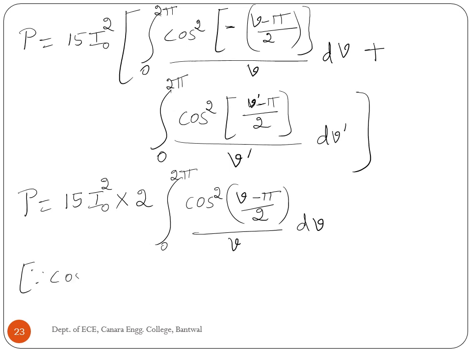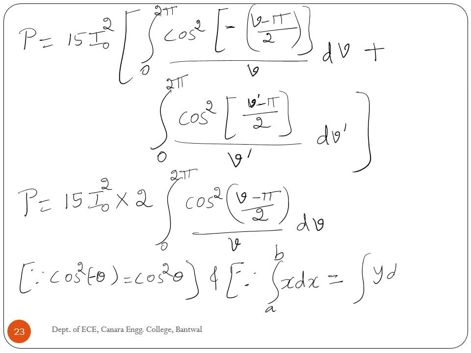Since we know that cos square of minus theta is equal to cos square of theta, and we have applied one more concept, that is integration of x dx when the limit a to b is equal to integration of y dy when the limit is the same as the left hand side, that is a to b.